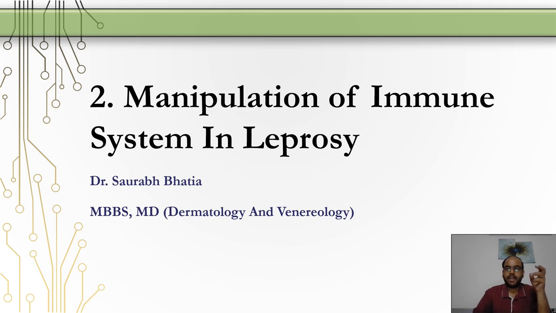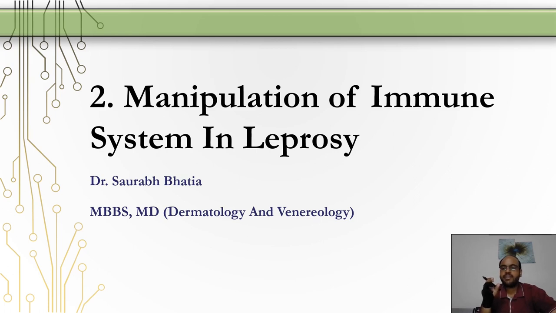So the motive of making this video, or rather these two videos, is so that we can compile nearly all the information about immune manipulation or immune regulation by the M. leprae bacilli, and why do we have a spectrum of disease in leprosy. Why do we have that Ridley-Jopling spectrum in an individual? Why the same bacteria will present as a tuberculoid pole in one patient, while another patient can have a lepromatous pole?